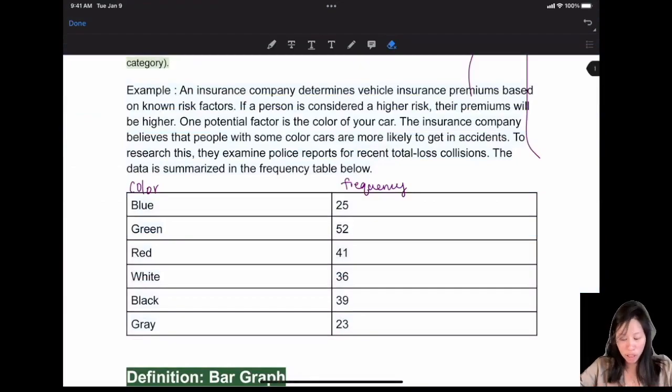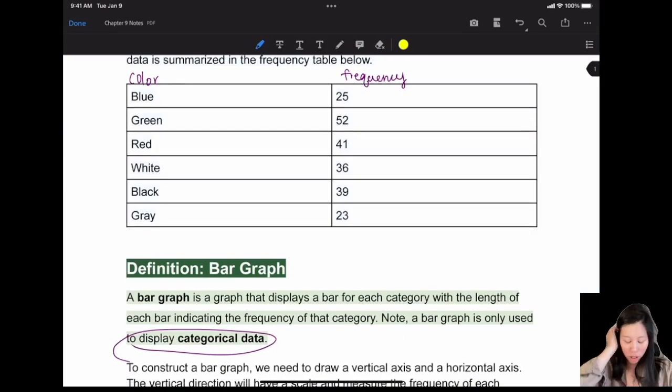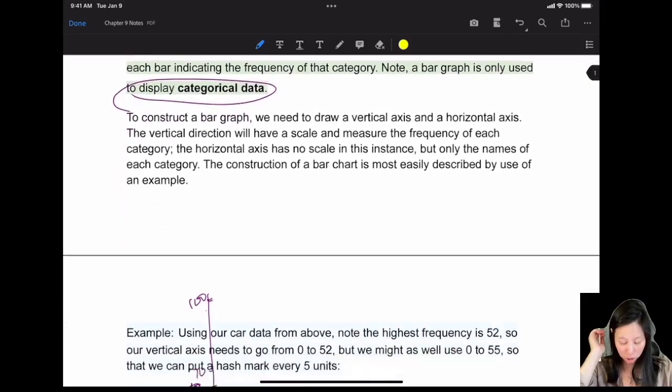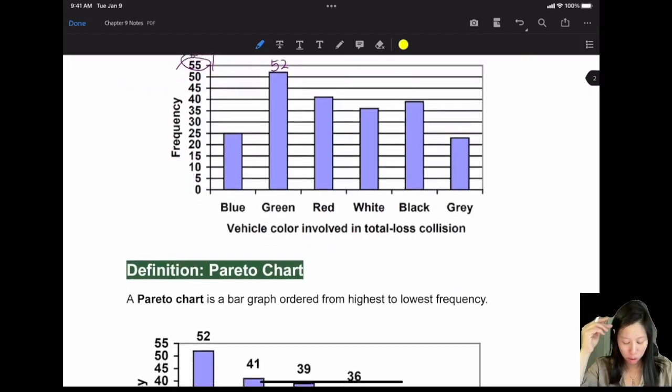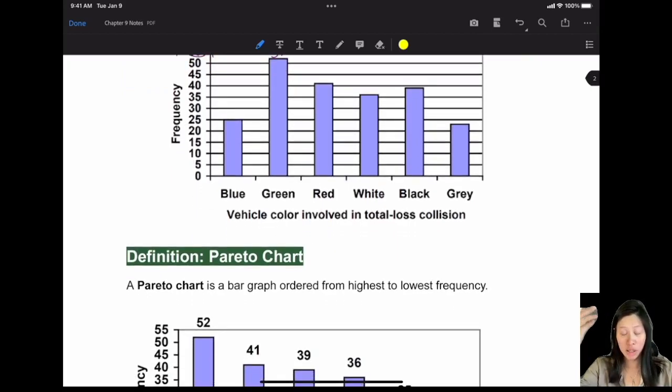Okay, so next is bar graph. So a bar graph, oh, we just talked about that. So the next one would be Pareto chart. So a Pareto chart is a similar idea, a subcategory of bar graph. A Pareto chart is a bar graph ordered from the highest to the lowest frequencies.